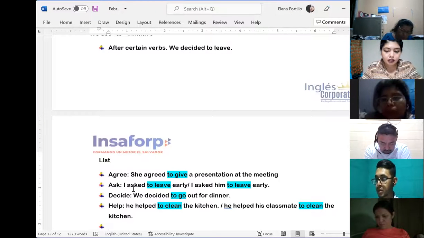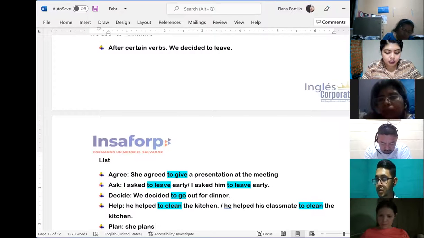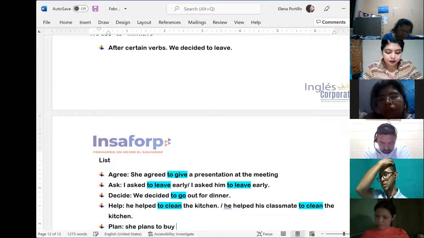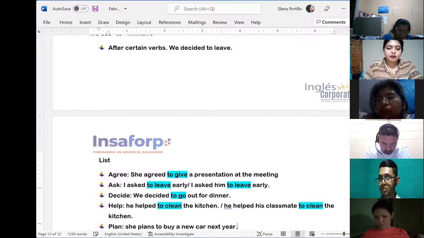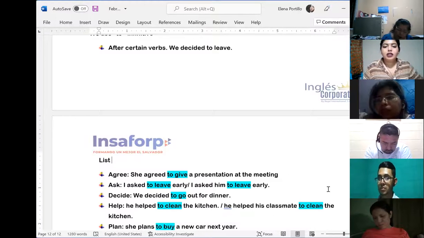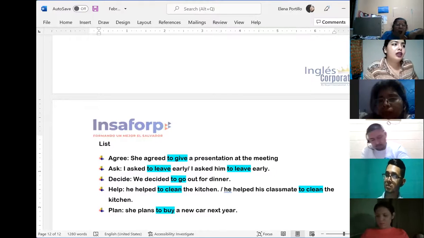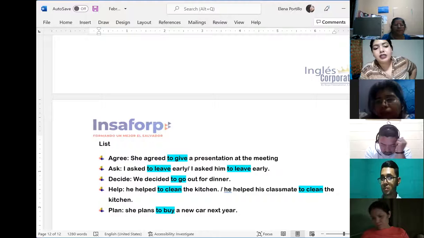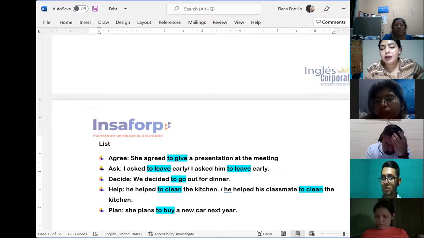Then we have plan, in this case, she plans to buy a new car next year. So in that case, it's not really complicated to know where to write the infinitive form of the verb. In this case, we are maybe talking about some actions that happen in the present.